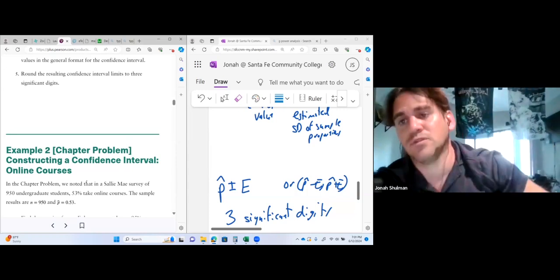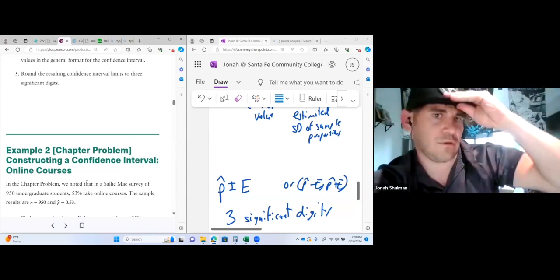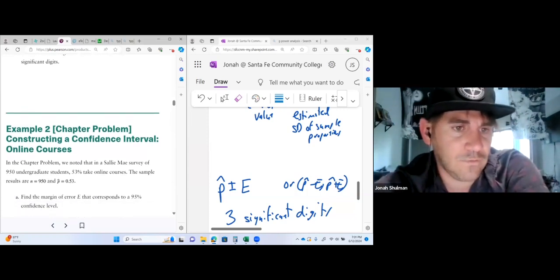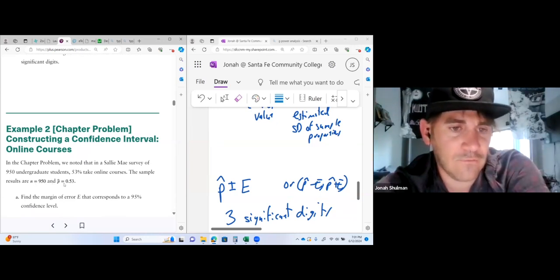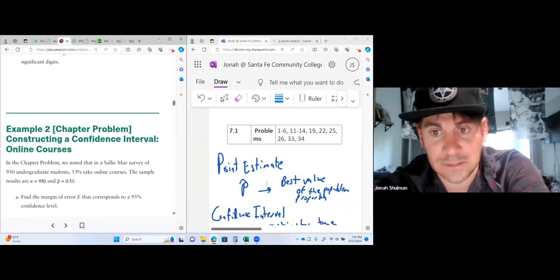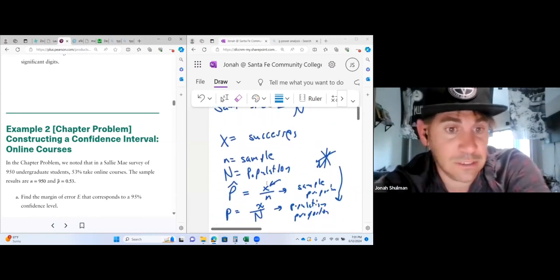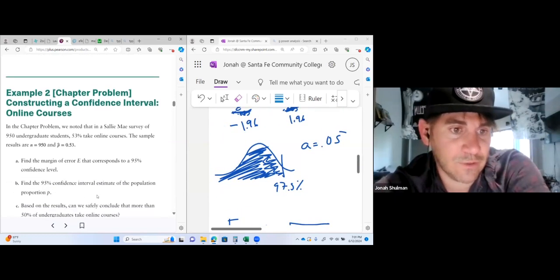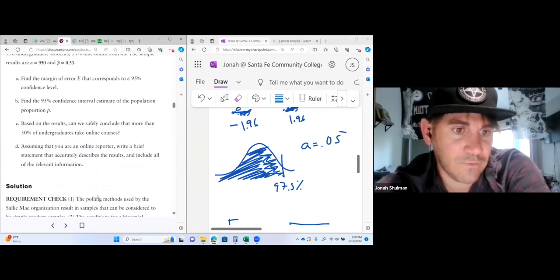Finally, an example problem. So let's have this thing make sense for us. Okay. In the chapter problem, we noted that the survey had 950 undergraduates, 53% take online courses. The sample size is 950. And then we have this point estimate, or the best value, which is 0.53. So we've got to find the margin of error for the 95% confidence estimate, for more than 50%.